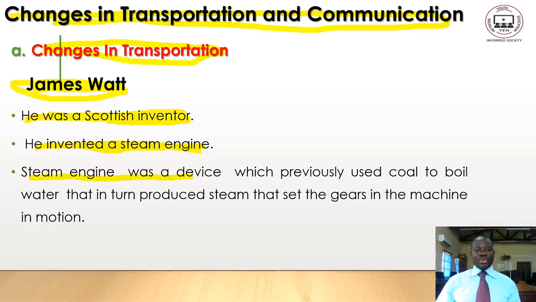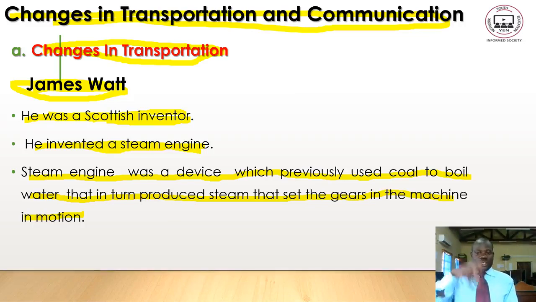So the steam engine was a device which previously used coal to boil water. That in turn produced the steam that set the gears in the machine in motion. When you boil the water, it produces steam. That steam was used to change the gears of the machine, because that steam is very powerful. For example, when you are boiling water, you cover it, you seal it, you find that when it is boiling, it is bumping like that.